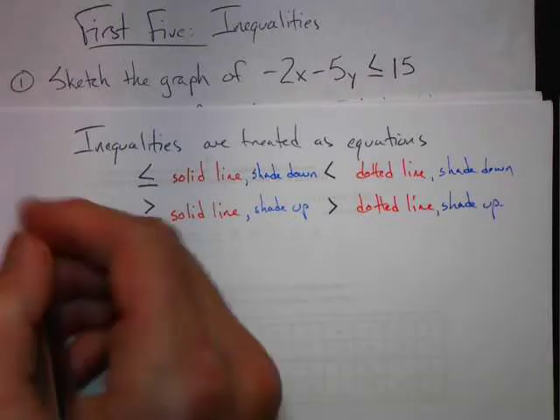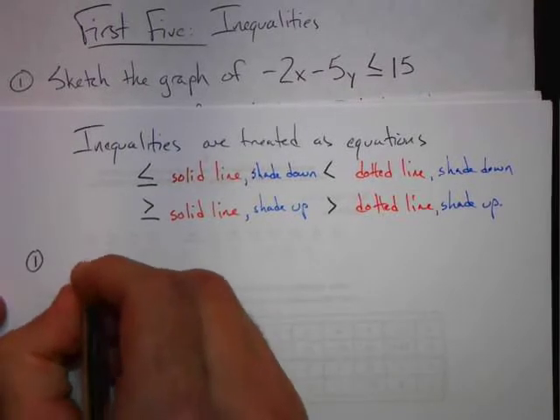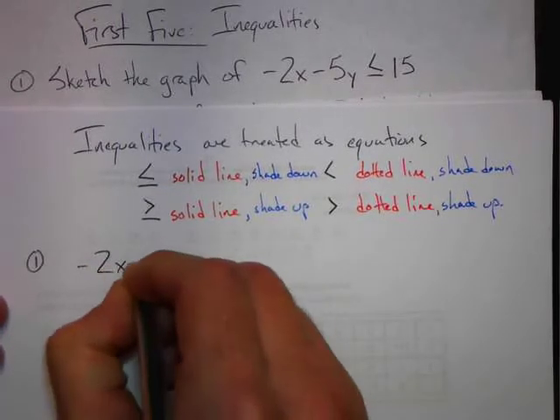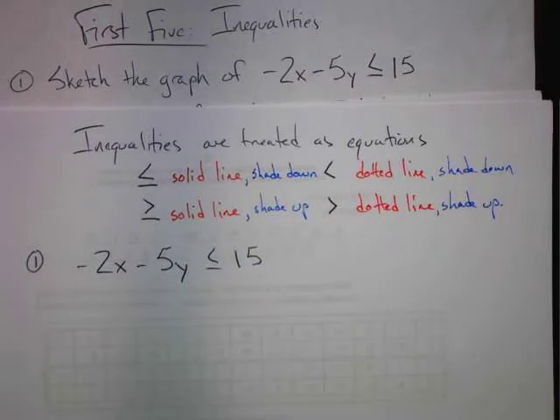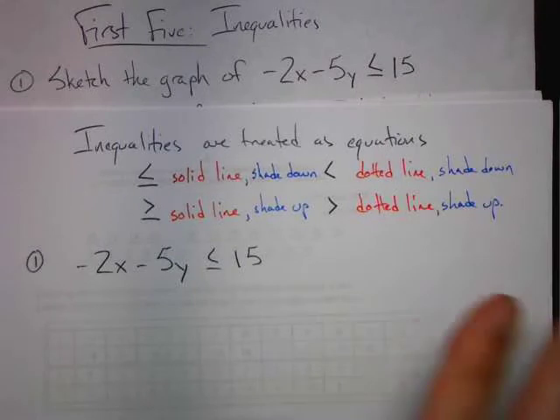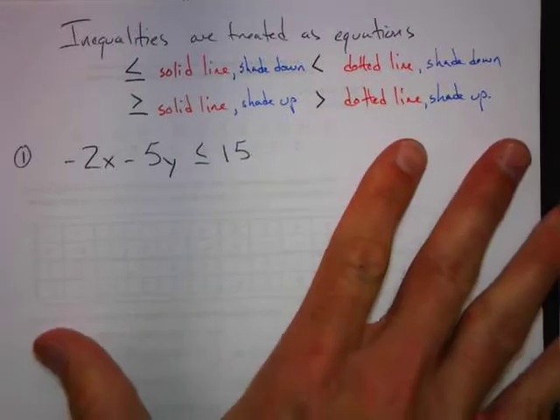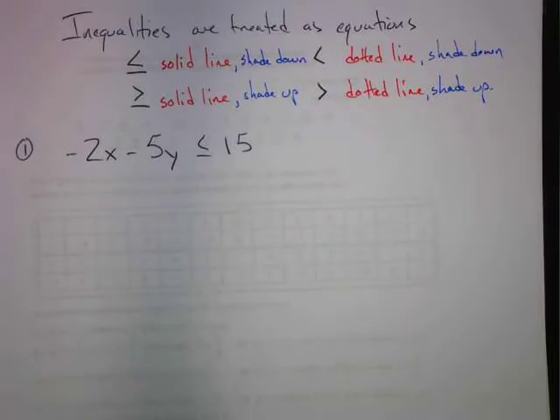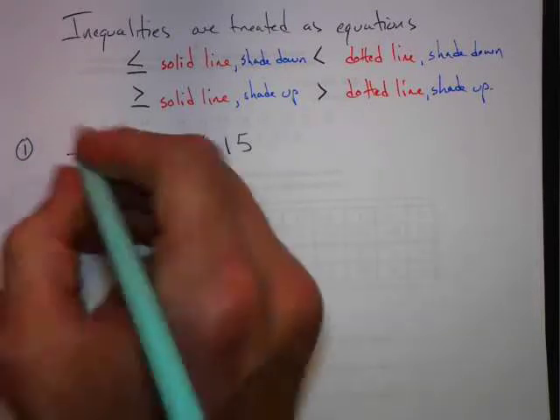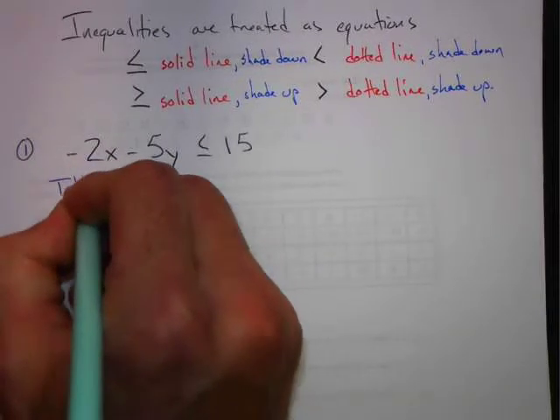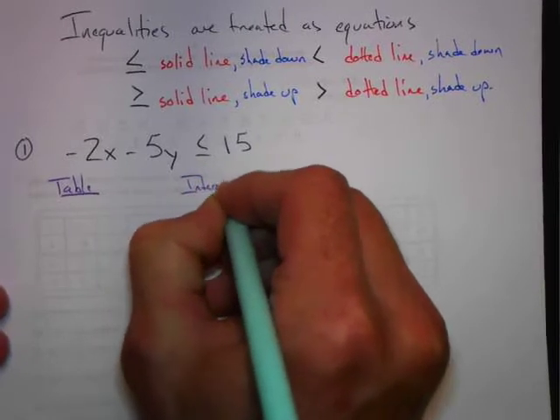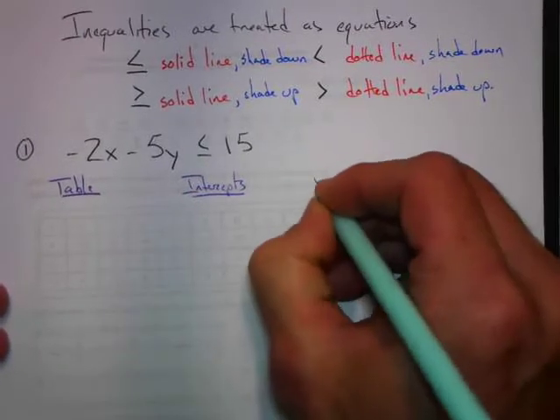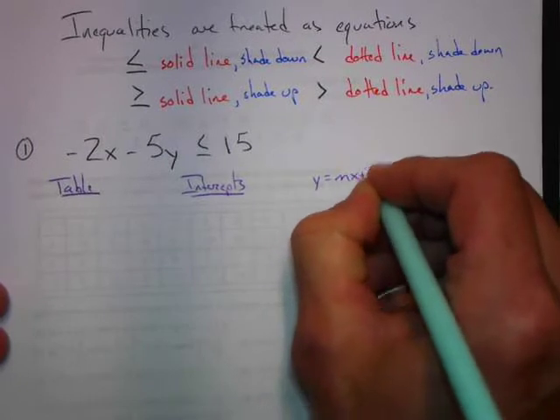So if we're looking at the example in number 1, and we're going to sketch the graph of this inequality, we approach the graphing the same way we approached equations. And if you recall from graphing equations, we had 3 different methods we could have used. We could have used a table of values. We could have used the x-intercept and y-intercept. Or we could have used slope-intercept form.